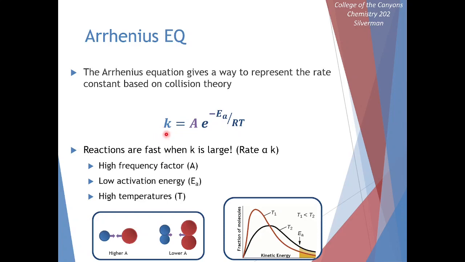What allows our rate constant to be big? Well, when we have a big frequency factor, when we have lots of good collisions occurring. Alternatively, we could have a low activation energy. Or alternatively, we could just have a very high temperature. We could just have a lot of these molecules going very quickly and overcoming that energy barrier.